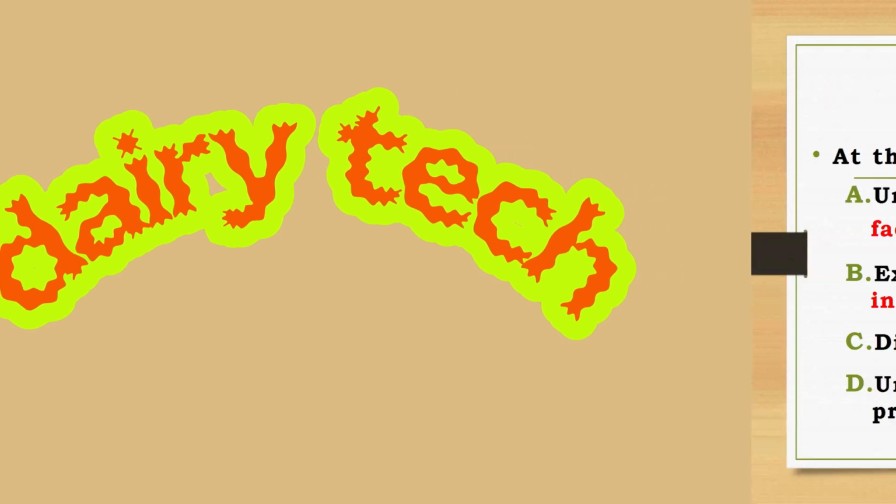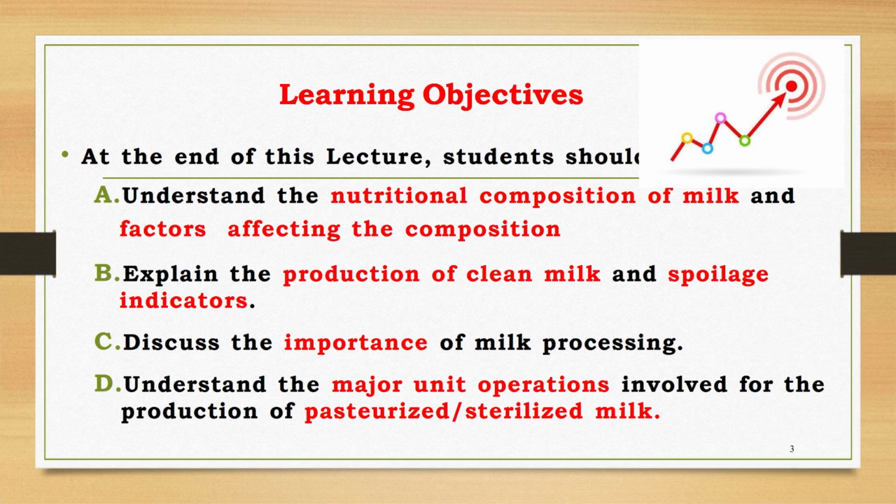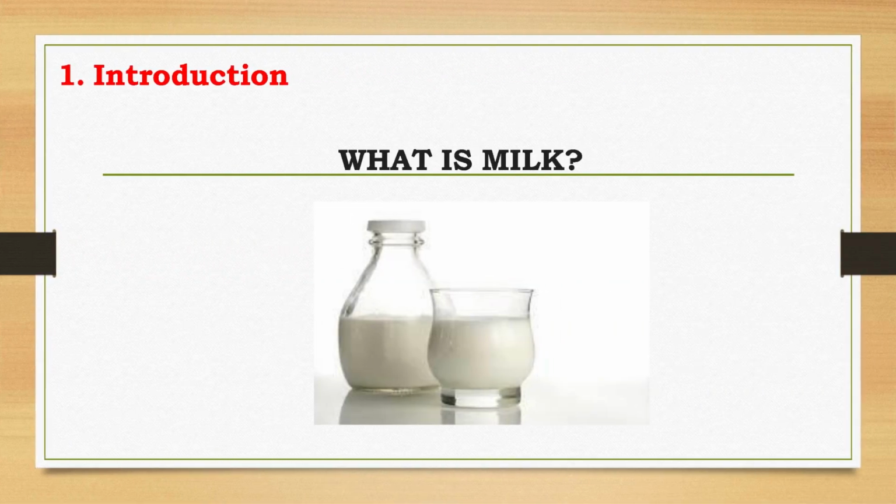Next, we explore our learning objectives. By the end of this lecture, you, the students, should be able to: A. Understand the nutritional composition of milk and the factors affecting that composition. B. Explain the production of clean milk and the indicators of spoilage. C. Discuss the importance of milk processing. And D. Understand the major unit operations involved in the production of pasteurized and sterilized milk. These are our 4 key goals for today.